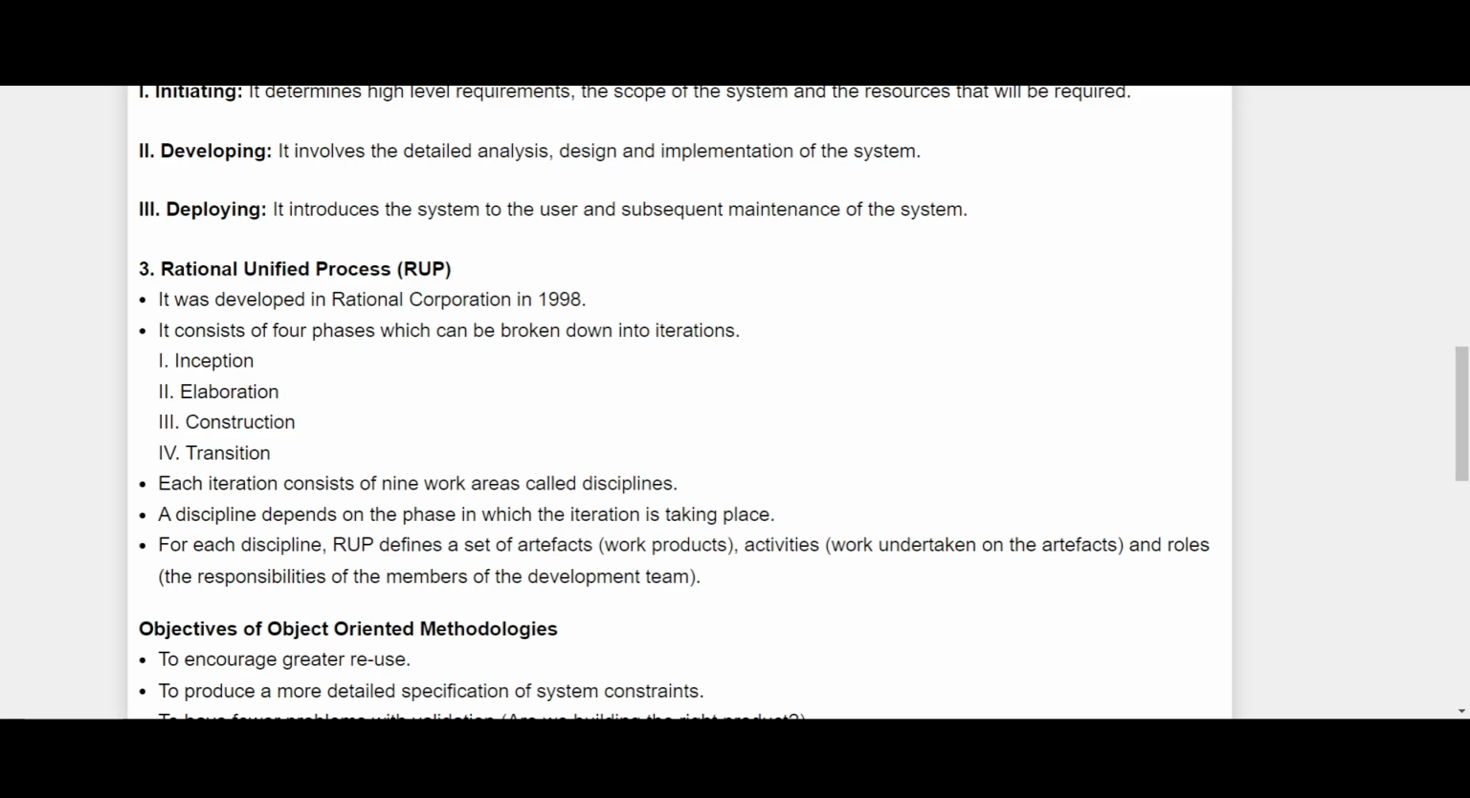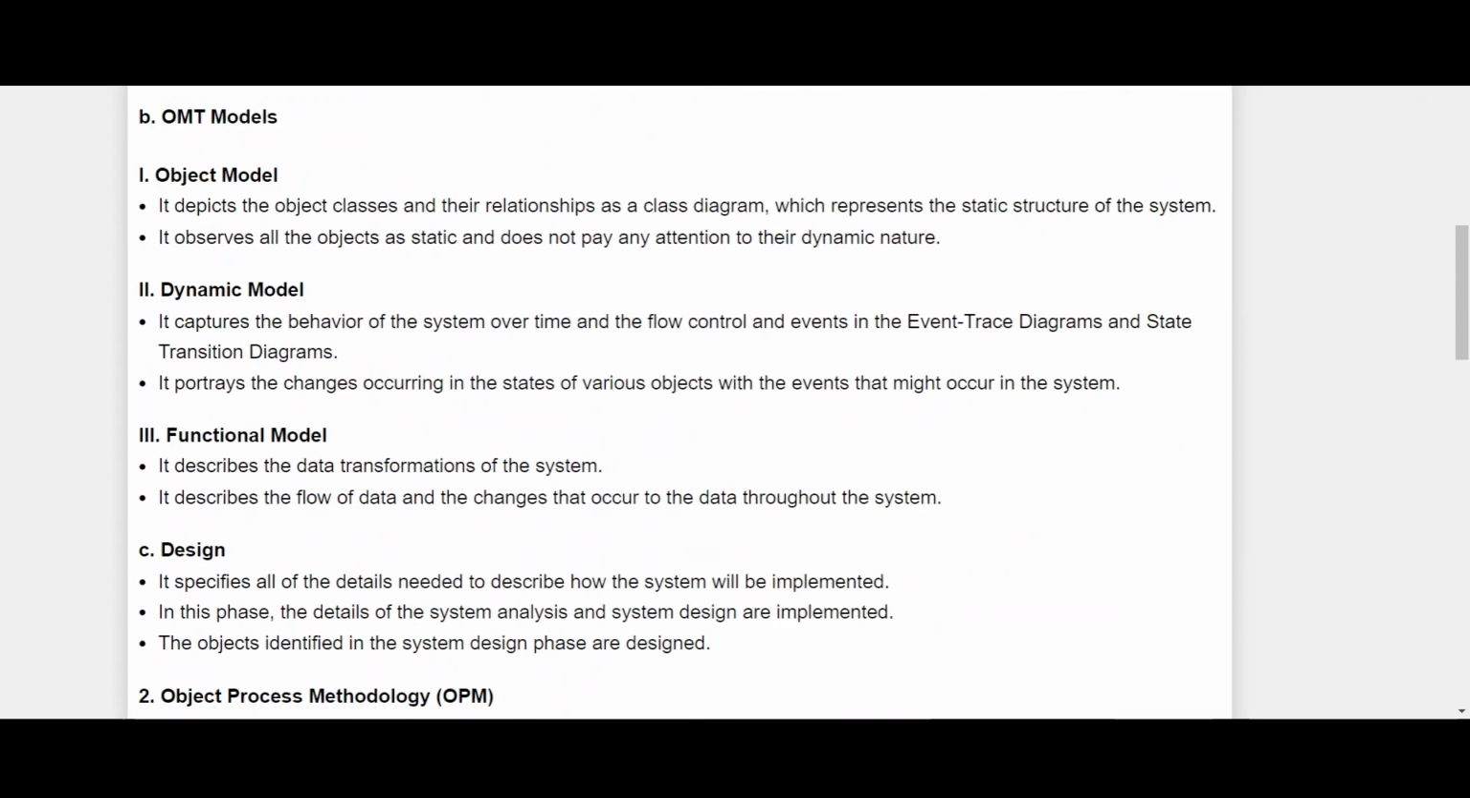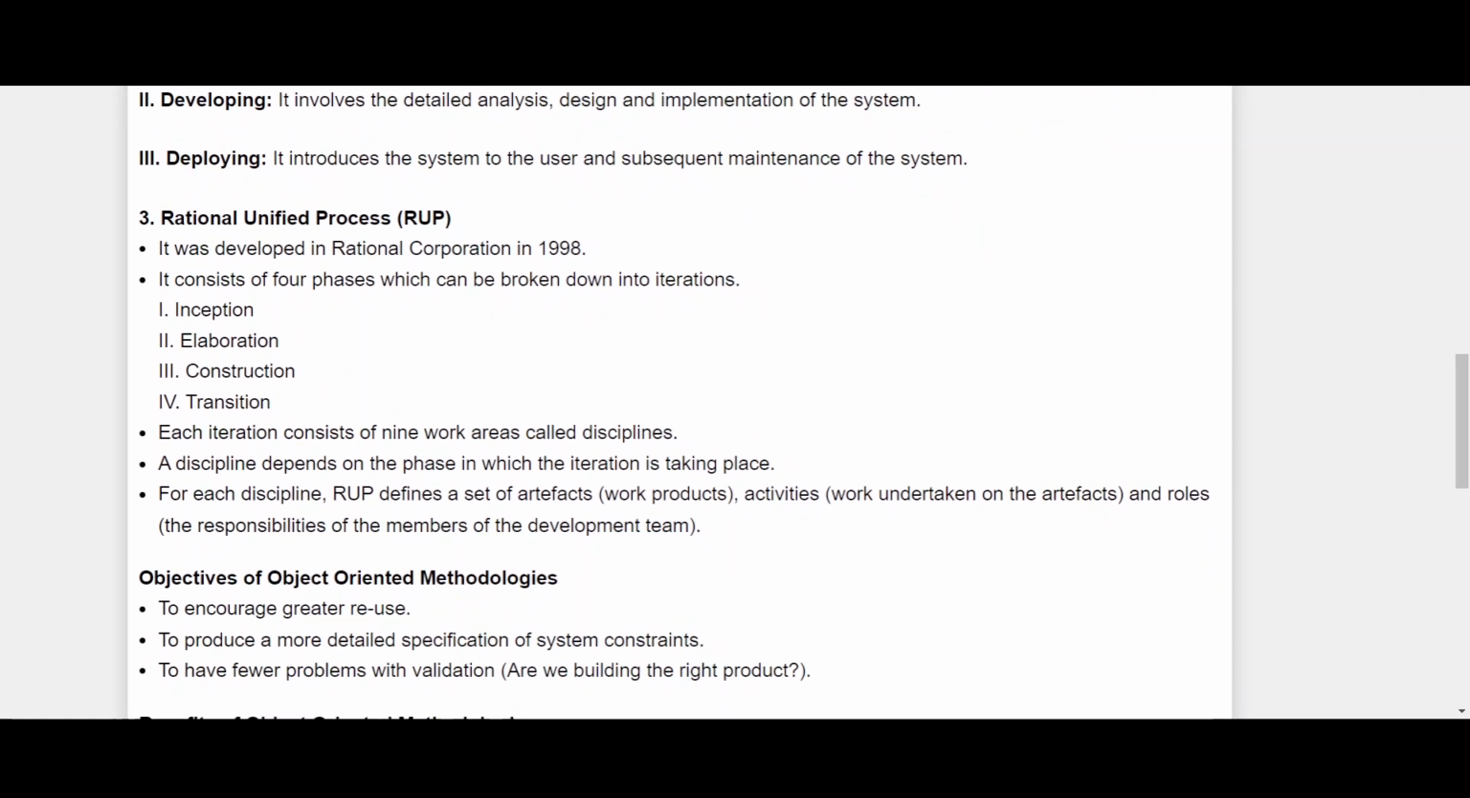Each iteration consists of nine working areas called disciplines. A discipline depends on the phase in which the iteration is taking place. For each discipline, RUP, the Rational Unified Process, defines a set of artifacts, that is, work products; activities, the work undertaken on the artifacts; and roles, the responsibilities of the members of the development team.